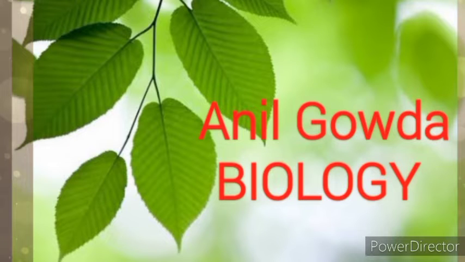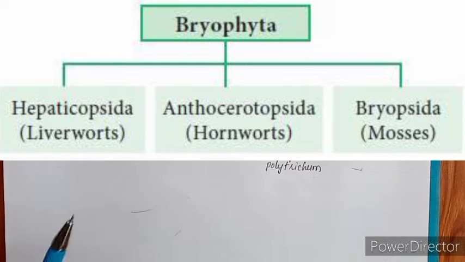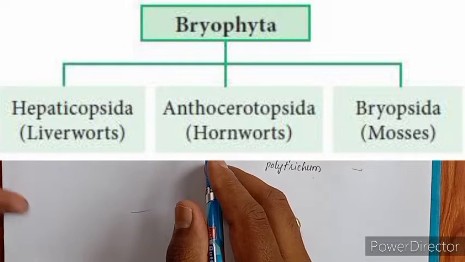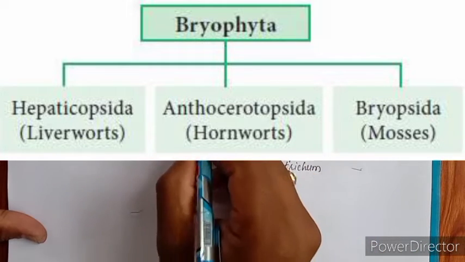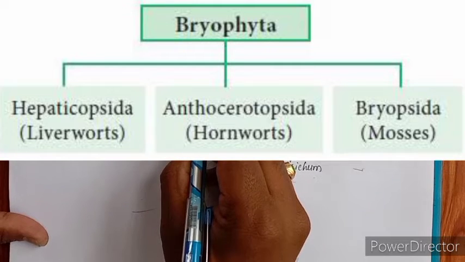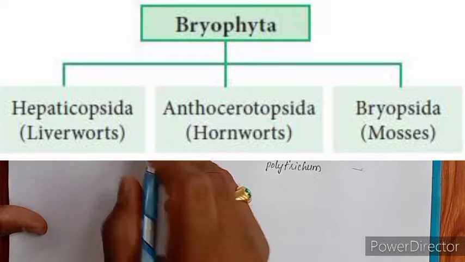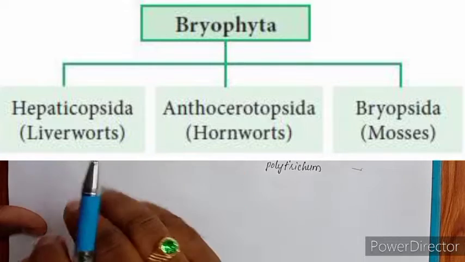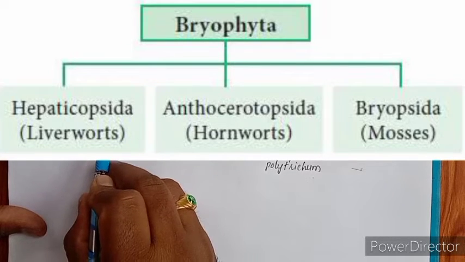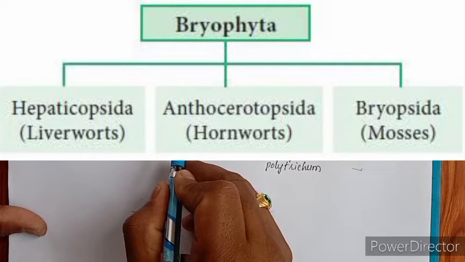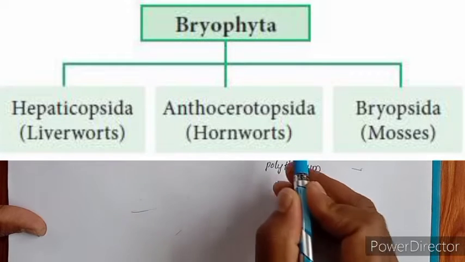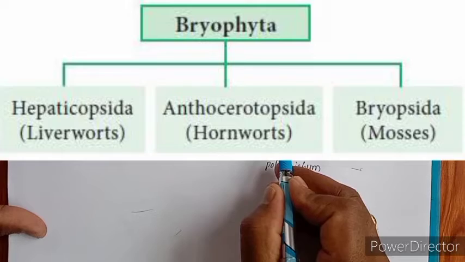Welcome to biology class. Today in this class we are going to discuss in detail the classification of Bryophyta. Bryophyta is the second division of the plant kingdom, which is further divided into three important classes. One is Hepaticopsida, the second is Anthoceratopsida, and the third is Bryopsida.